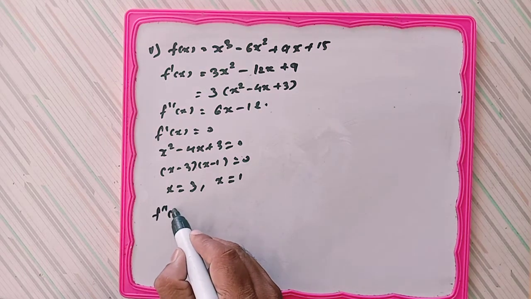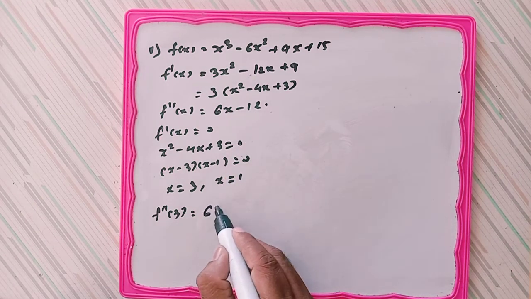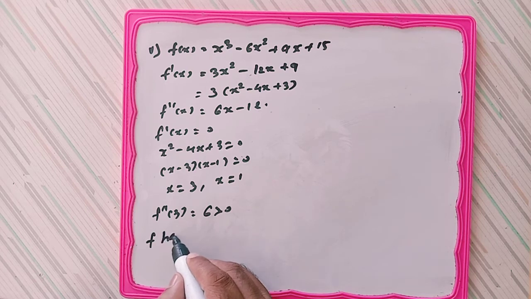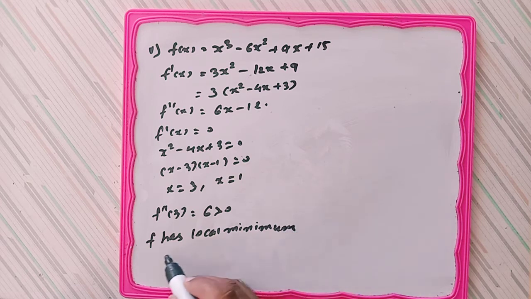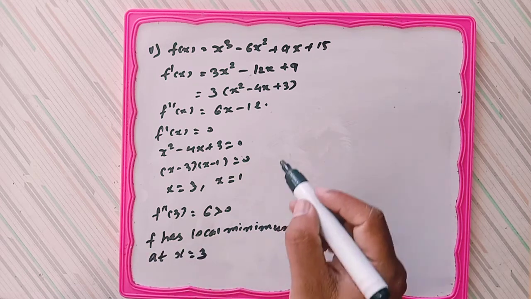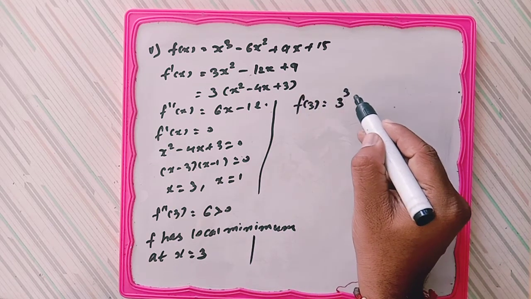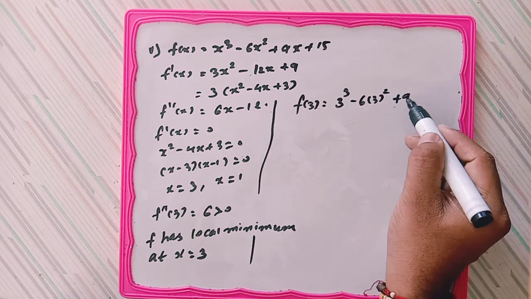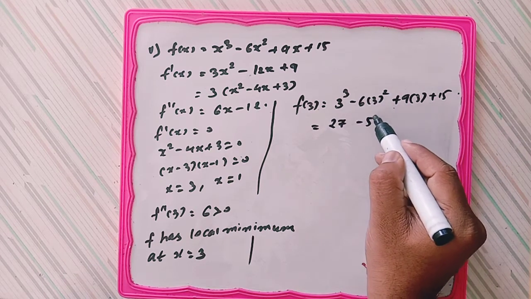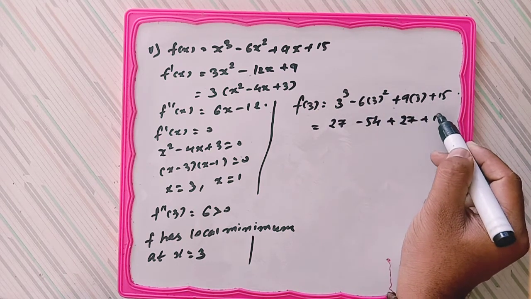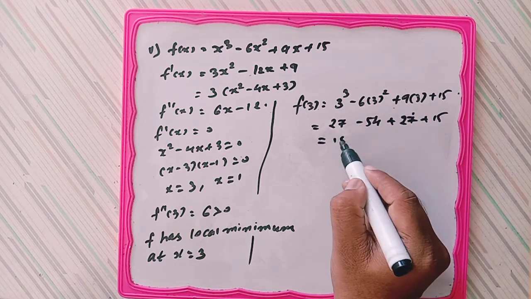So f double dash 3 we take, then it is 6 into 3, 18 minus 12, 6, which is greater than 0. So f has a local minimum at x equals 3, and that we can calculate: f(3) equals 3 cube minus 6 into 3 square plus 9 into 3 plus 15. So 27 minus 54 plus 27 plus 15. So 27 cancels with the 54, and so 15 is there.